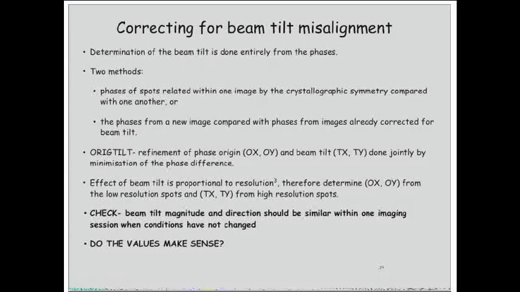If you've got a set of images from crystals that were all imaged in sequence, let's say, within one imaging session, and you haven't changed the conditions in the microscope, you'd expect the beam tilt to be the same in all those images. So is the magnitude and direction of the beam tilt the same in all those images that were taken in succession? If it's not, something's wrong. So make sure that it all makes sense. Do some internal checks.